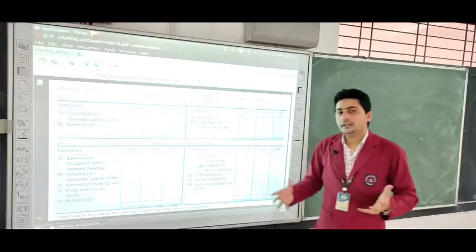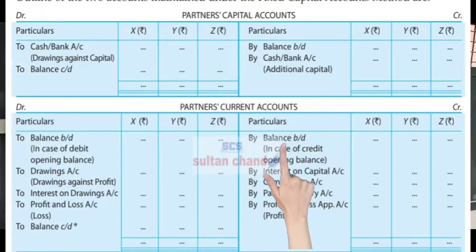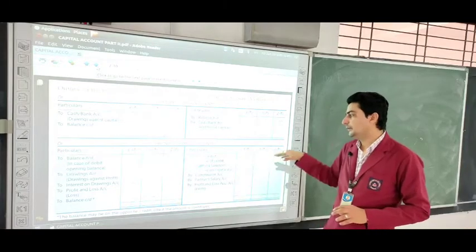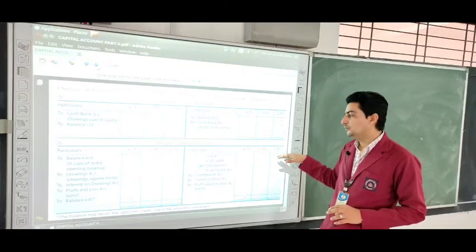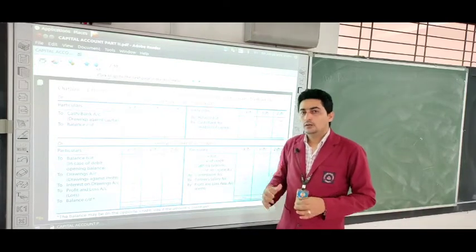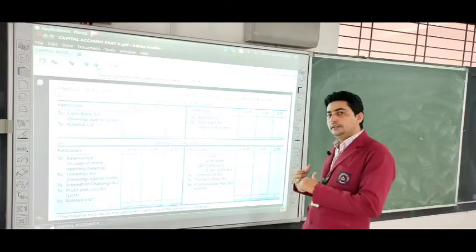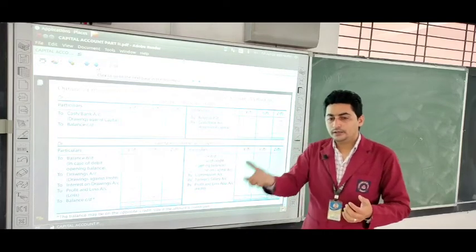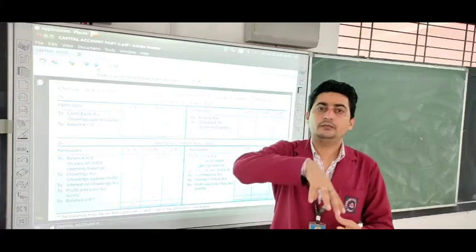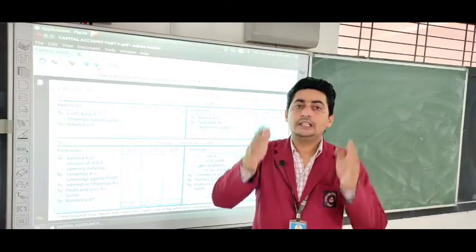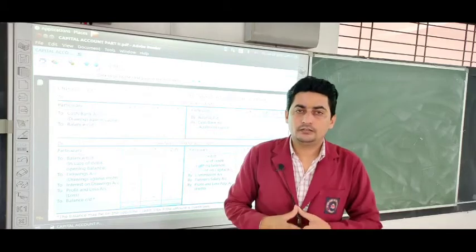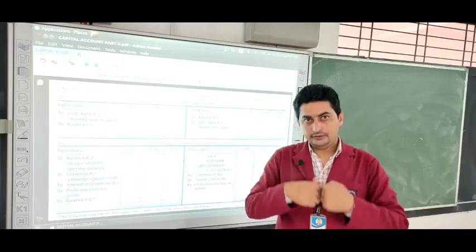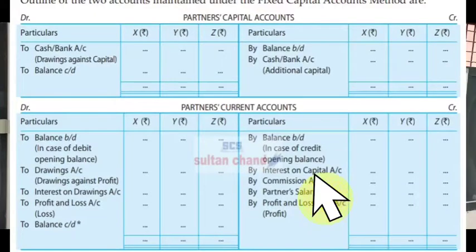First of all, if there is a current account balance, we write by balance b/d. If it is a credit balance, then we will write it in by balance b/d. Whatever the balance is, we will write it in the columns of the different partners. Now, profits of the partners will be credited. Interest on capital. What is interest on capital? The partner has invested capital in the firm on which he is eligible to take interest. So the partner is getting that interest, so it is his profit, and it will be credited by interest on capital.